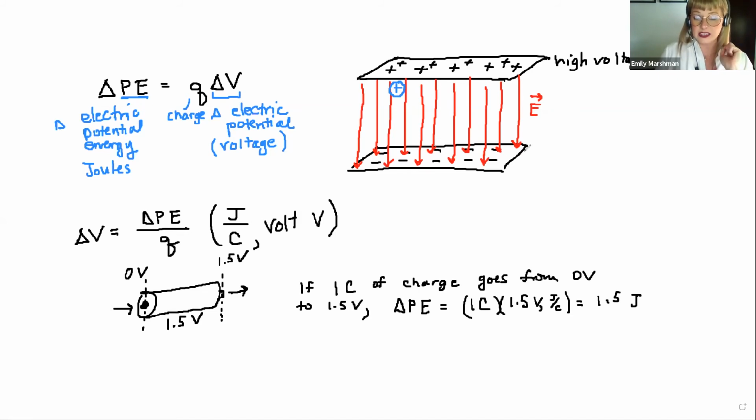If I'm near a negatively charged object, you would be at a lower voltage, because if I place a positive charge here, it doesn't have very much potential energy at all. That's where it wants to be. So its electric potential energy is low. It has low voltage there too.